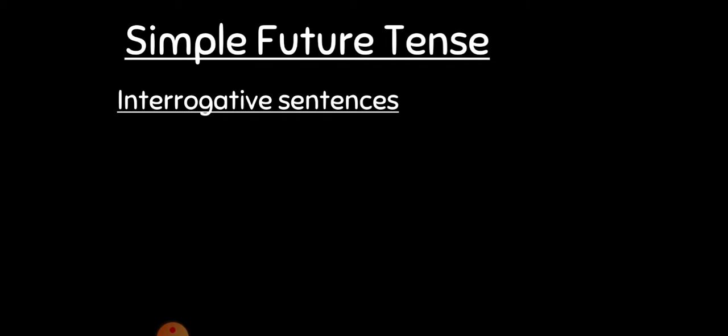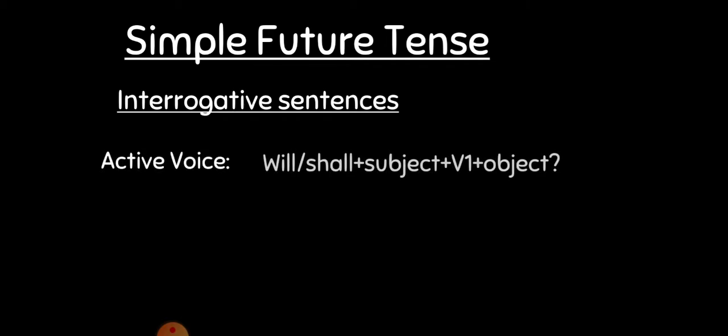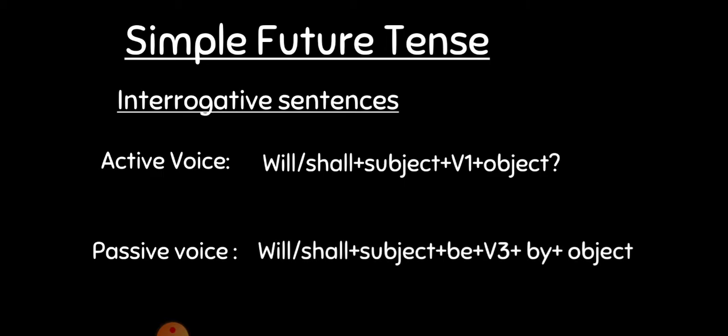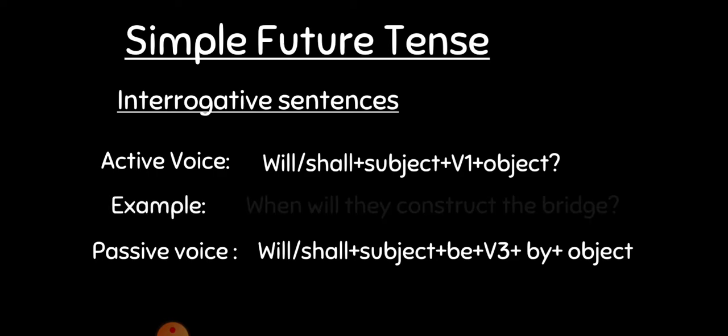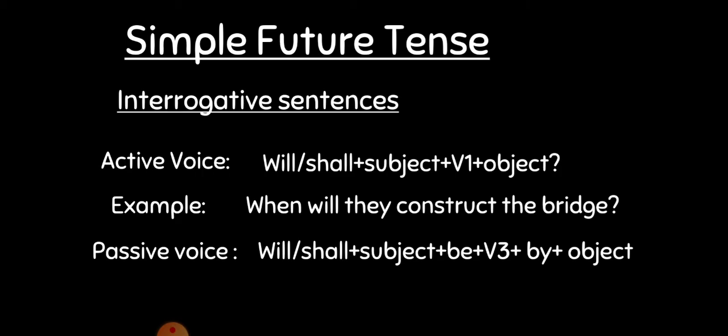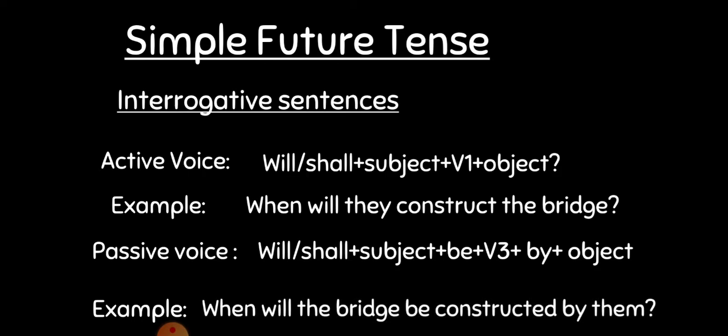Now we come to simple future tense, interrogative sentences. The structure for active voice will be will or shall plus subject plus V1 plus object. The passive will be will or shall plus subject plus be plus V3 plus by plus object. Let's take an example. When will they construct the bridge? The passive will be when will the bridge be constructed by them.